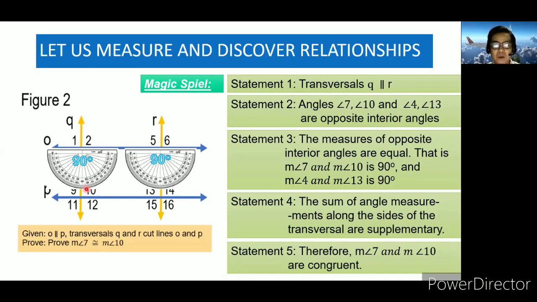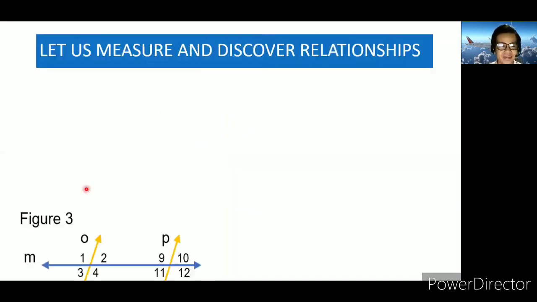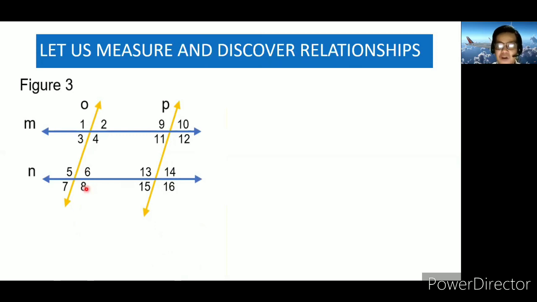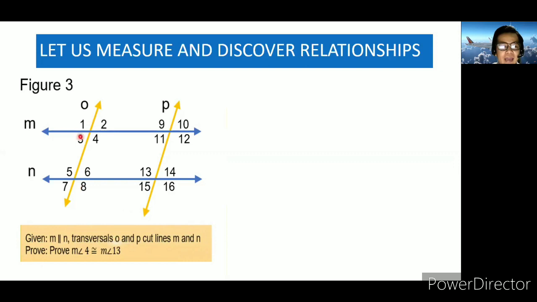Now, you want more? I'll give you more examples. Here, let us draw figure 3, and we will label our parallel lines, transversal lines, and angles from 1 to 16 in order. The given here is line M is parallel with line N. Transversals O and P cut lines M and N. Then you need to prove that the measure of angle 4 and angle 13 are congruent.